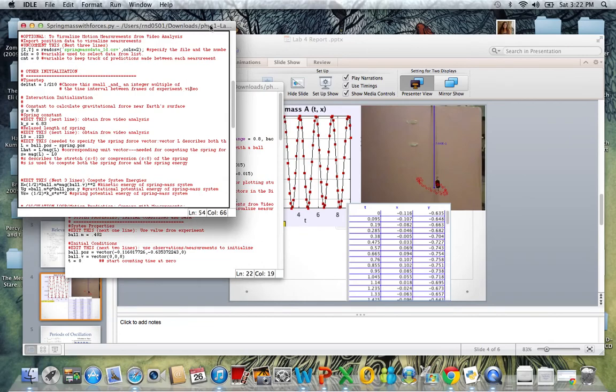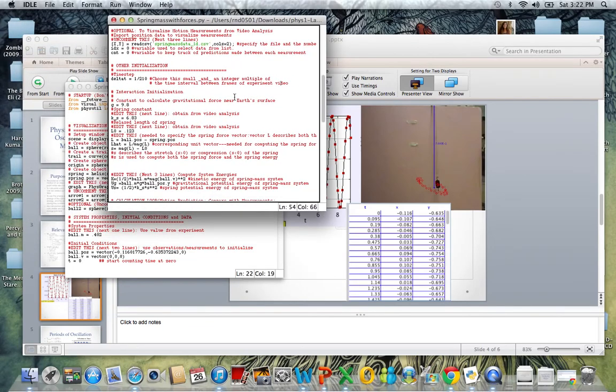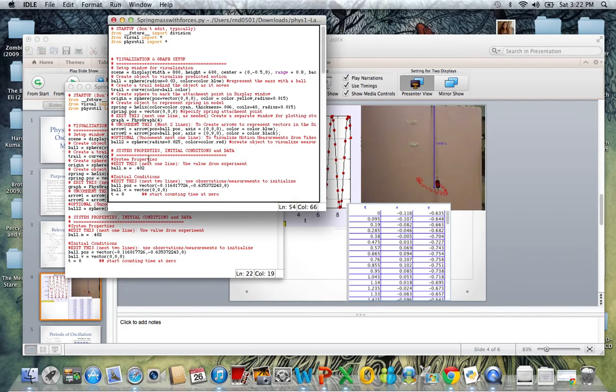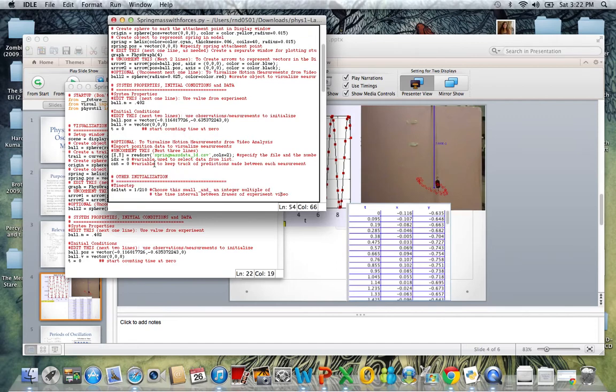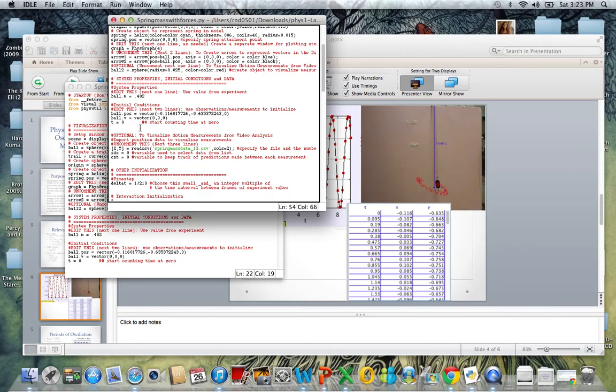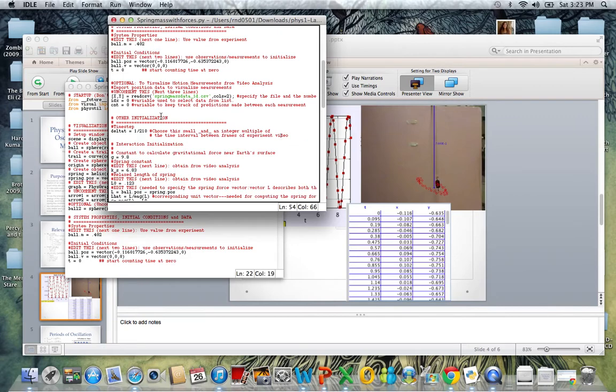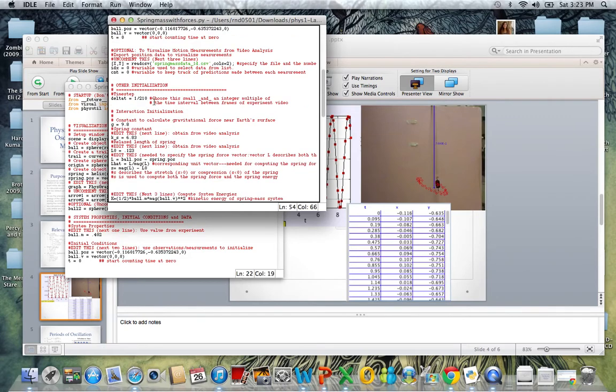Okay, for my VPython code, I put in the mass at 0.402 kilograms. The position was my initial position, as you can see here. And then the initial velocity is 0 because it's at rest initially. Then after that, we put a time step that was larger than what we had in the frames. Put in the gravitational acceleration, the spring constant that we found before, and the relaxed length of the spring that we also found before.